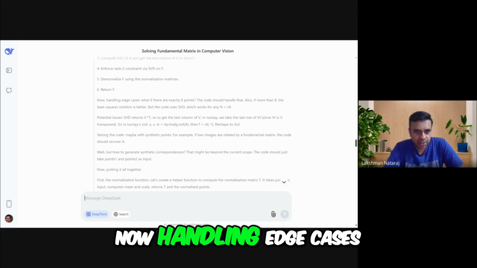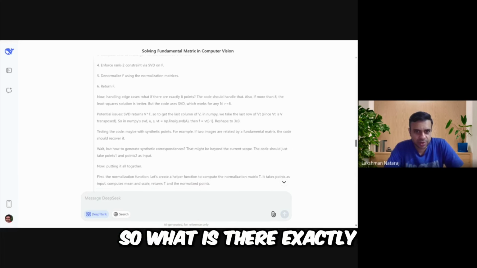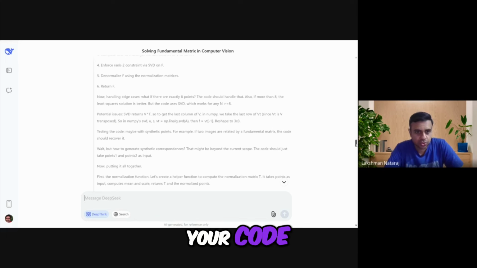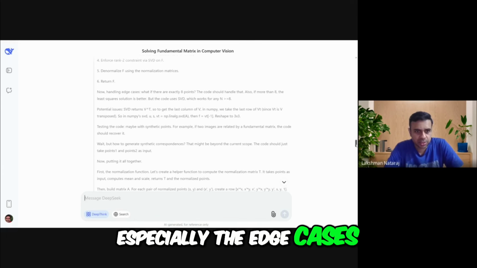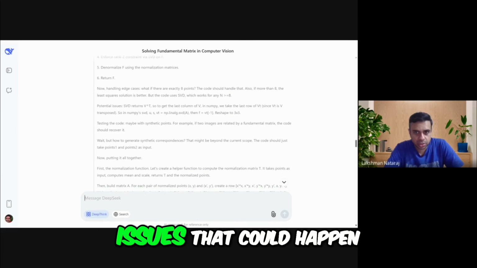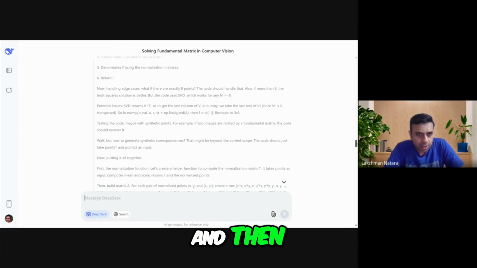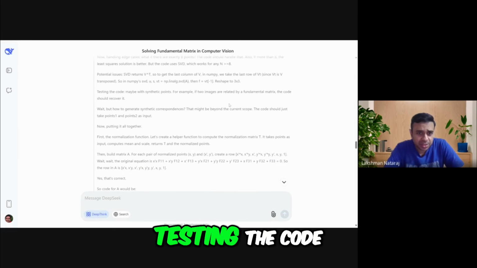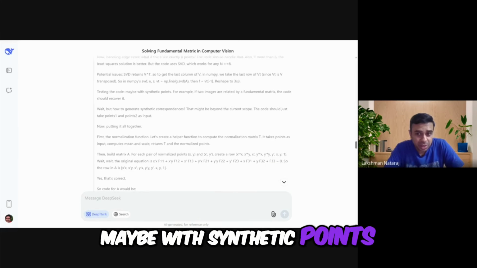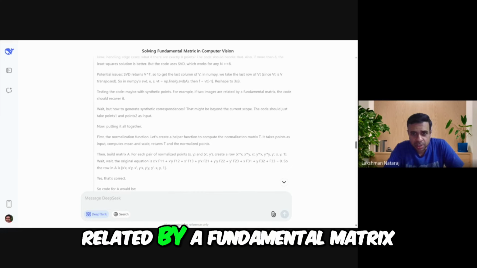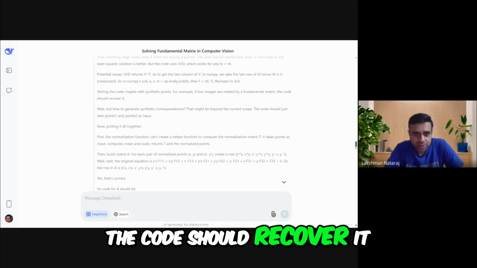Now, handling edge cases. This is also important because you would want to have these in your code, especially the edge cases. So then it also talks about some potential issues that could happen. And then testing the code. Maybe it's testing the code with synthetic points. That's awesome. For example, if two images are related by a fundamental matrix, the code should recover it.